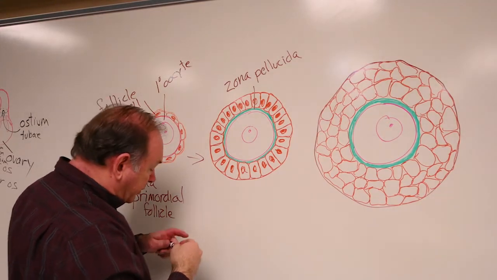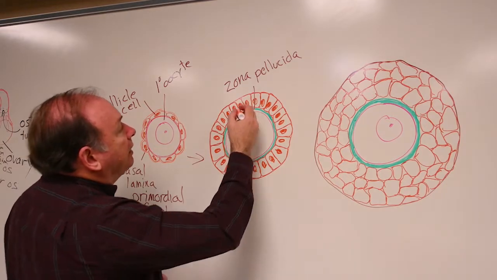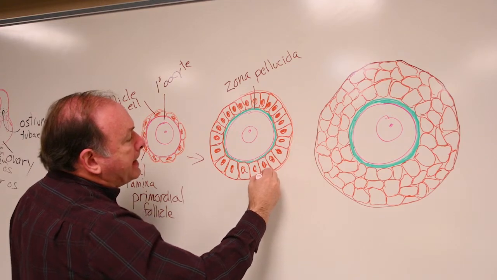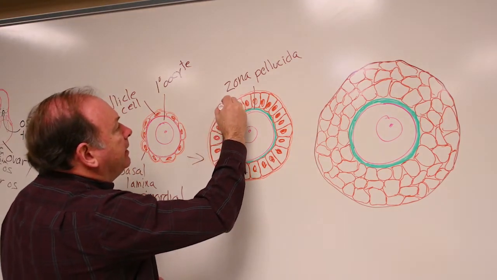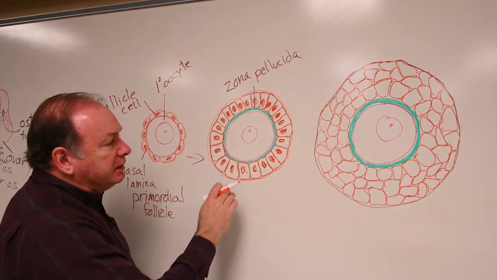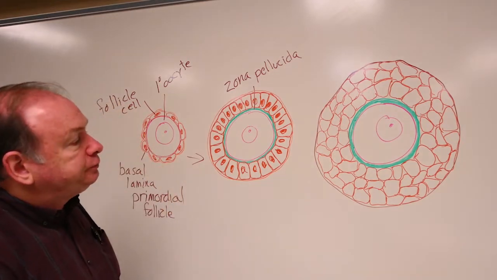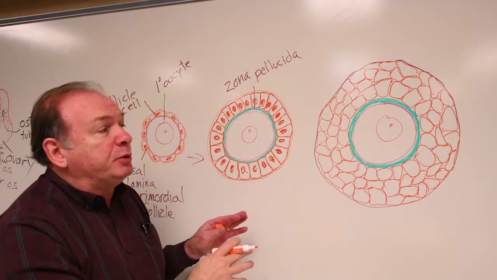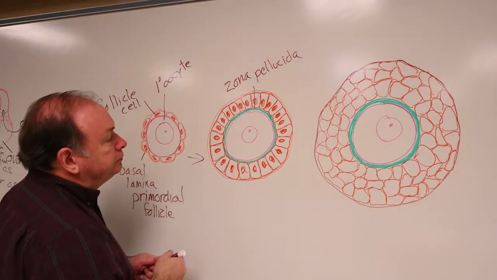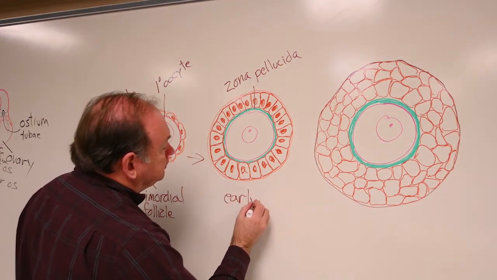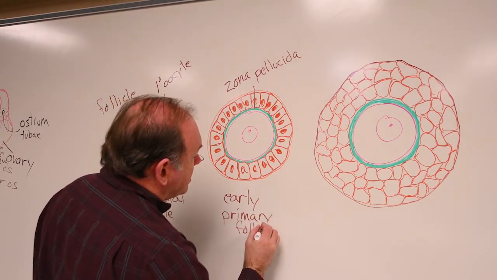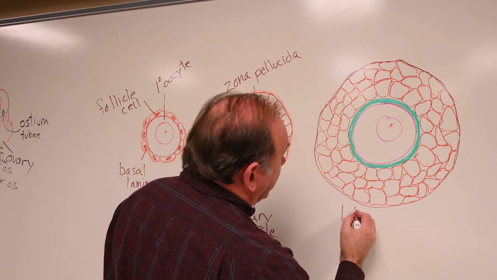So on the outside, we still have our basal lamina surrounding all these follicle cells. And we have the follicle cells, the zona pellucida, the clear zone, and then our primary oocyte. Still a primary oocyte at this stage. These follicle cells keep dividing and increasing in number. So this would be an early primary follicle. And this would be a later primary follicle.